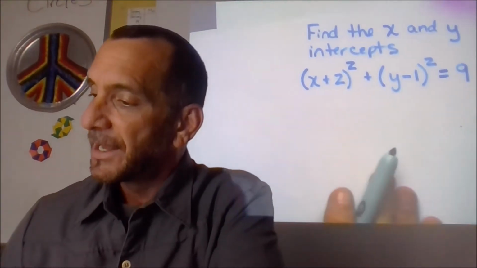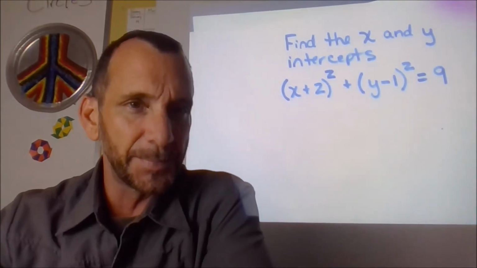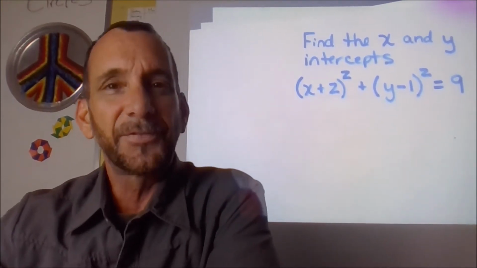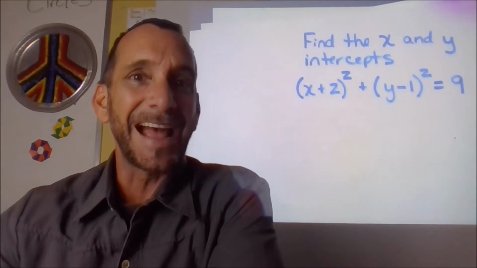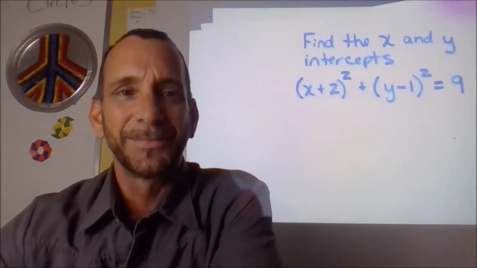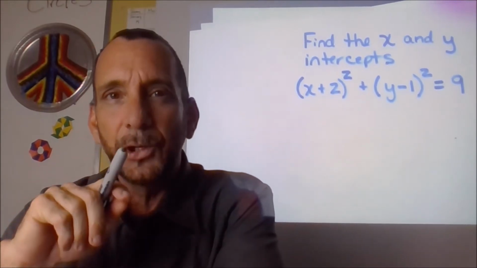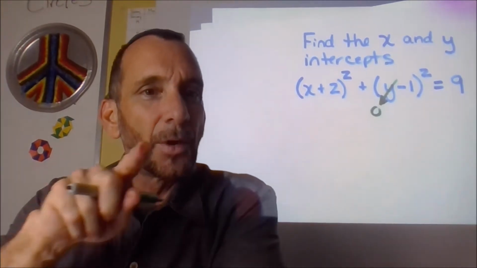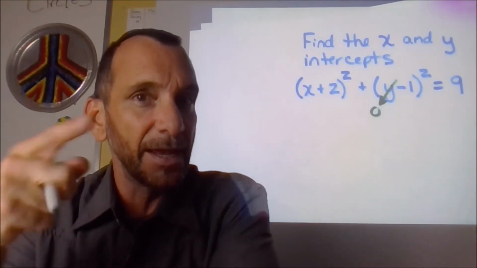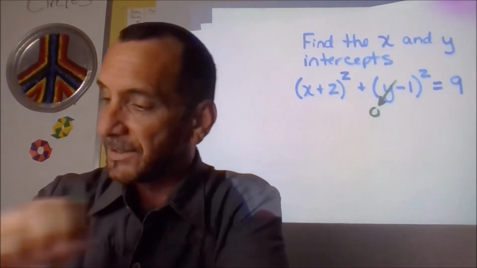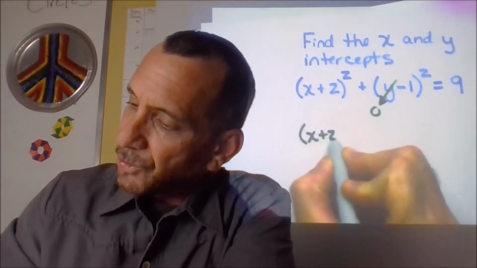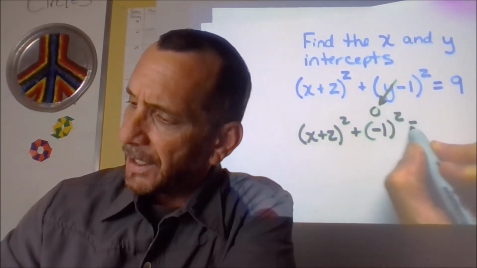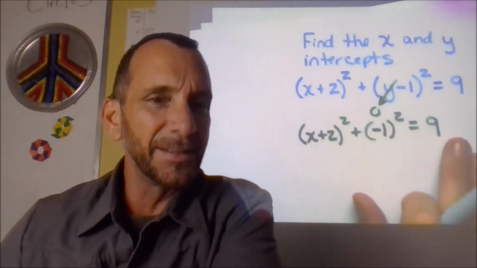Now, let's first find the x-intercepts of this circle, if there are any. We want to see if the circle intersects the x-axis, and where it intersects the x-axis. So we remember that the value of y at the x-intercept is 0. So I'm going to plug in 0 for y to get the x-intercept, and I'm going to have to manipulate some things. So we're going to say (x plus 2) squared plus (0 minus 1), a negative 1, squared equals 9.